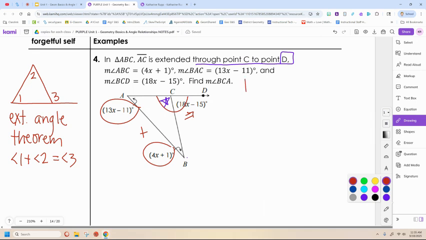So here we go. 13x minus 11 plus 4x plus 1 equals 18x minus 15. So not only are there variables on both sides, but there's also combining like terms, which means I'm going to do that combining like terms first. Okay? So pausing before you solve, does everybody understand how we made the equation? Okay.